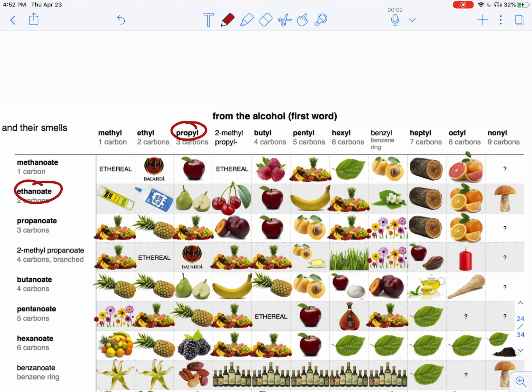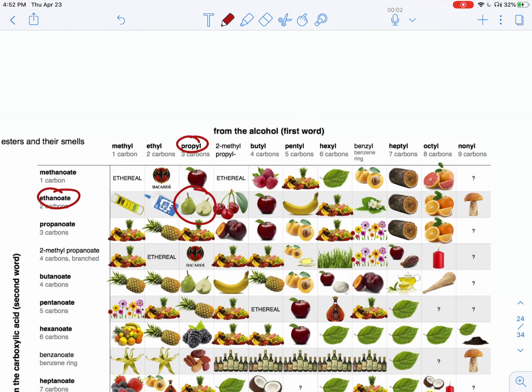Propyl ethanoate. That's going to be pear. So propyl ethanoate actually smells like pears. So again, if I wanted to try to draw that from this propyl ethanoate, the propyl group is going to be what's coming off the O, CH2, CH2, CH3, and the ethanoate is what's coming off over here.